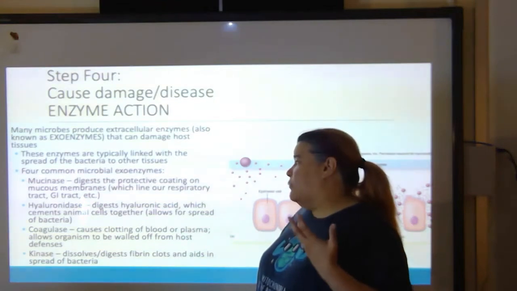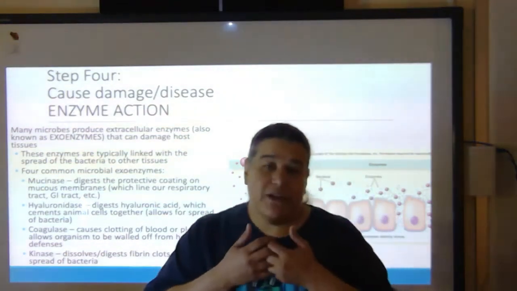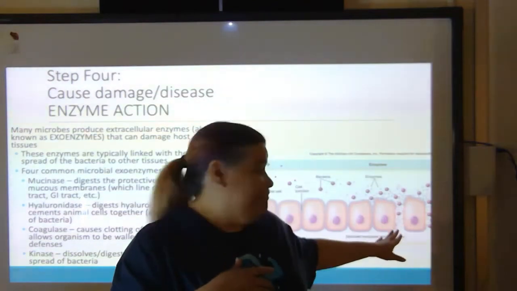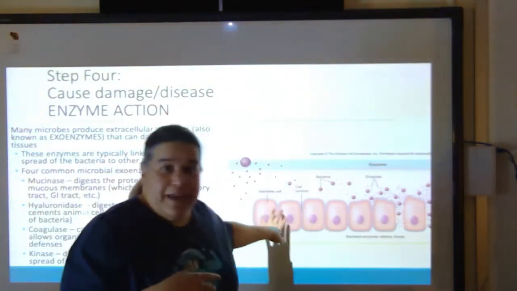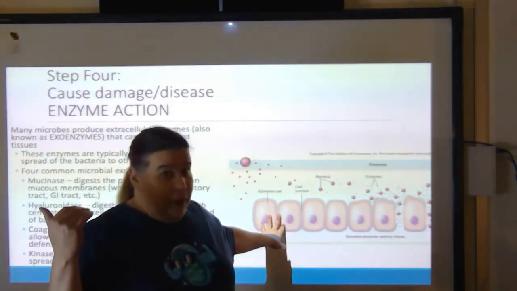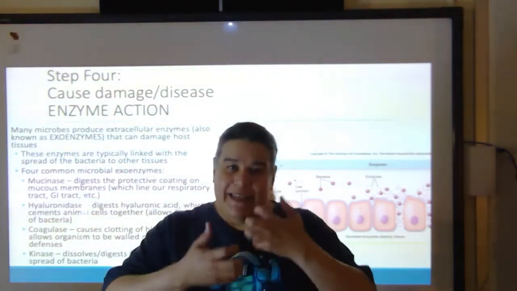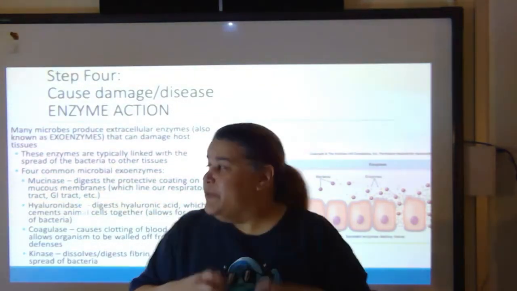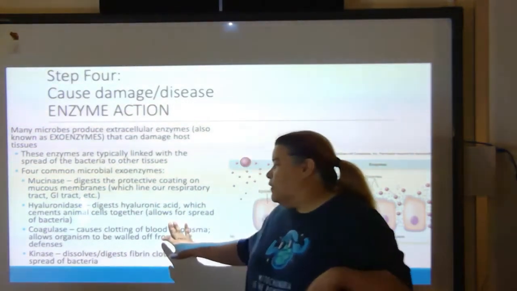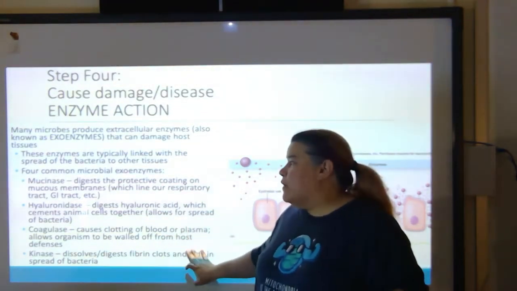Hyaluronidase digests hyaluronic acid. This is the cement that holds our cells together. This is an example of probably hyaluronidase. Hyaluronidase takes the things holding our cells together and breaks them down. That gives me an entrance as a bacteria.